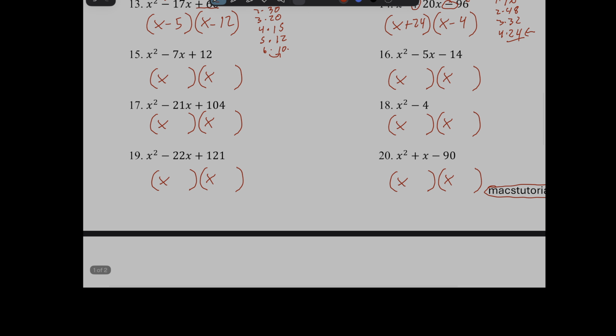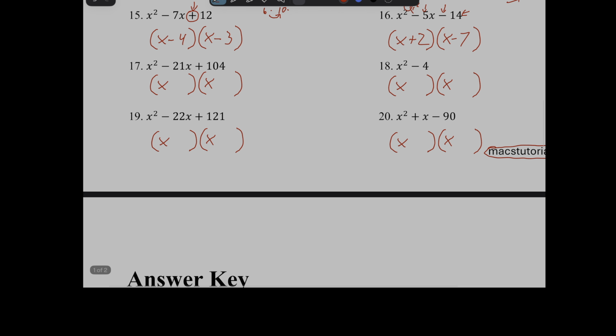Let's go on to number 15. Third term is positive. Signs are the same. Take the sign of the middle number. Because the third term is positive, my factors will add to the middle, and in this case, it'll be 4 and 3. Number 16, third term is negative, so my signs will be different. Factors of the third will subtract to the middle. That would be a 7 and a 2, and the bigger one gets the sign of the middle, so 7 goes with the minus, 2 goes with the plus.